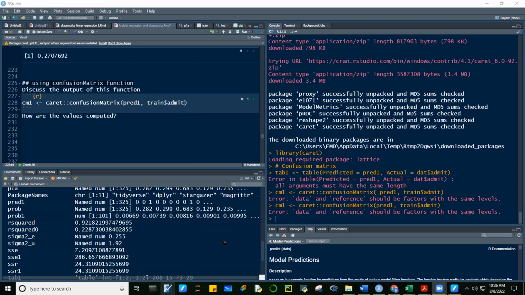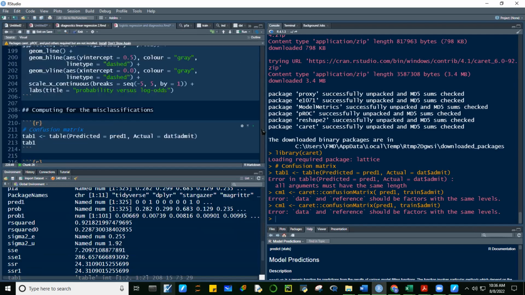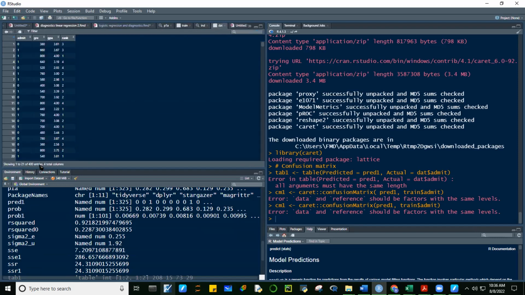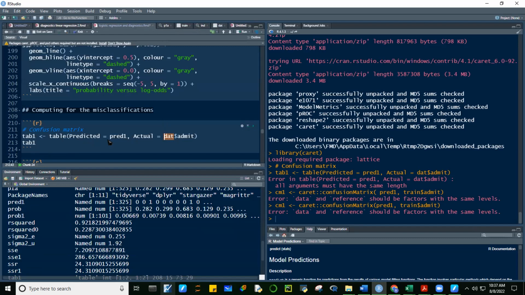Sa tab 1 kanina, what I wanted to illustrate here is that si pred1 kasi 325 observations ito. Tapos pinalitan ko ito, si actual ginawa kong equal to dot. But we know that dot has, ito yung complete data natin, 400 observations. Si dot yan, 400 entries. So if you're doing a table and magkaiba yung dimension nila, mag-error ito. So this is what I showed.